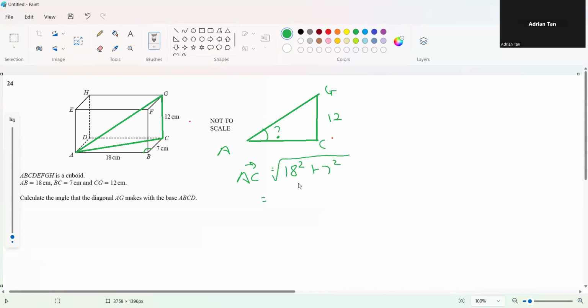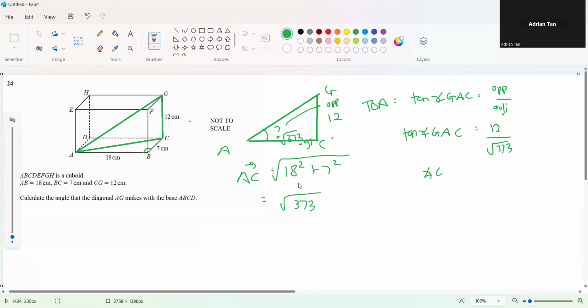So that would be square root of 373. I'll leave it in surd first. So this is square root of 373. So immediately from here, I can use tan because based on this angle's perspective, this is opposite and this is adjacent. So this is for SOH CAH TOA. So tangent of GAC equals to opposite over adjacent. So that would be 12 over square root 373.